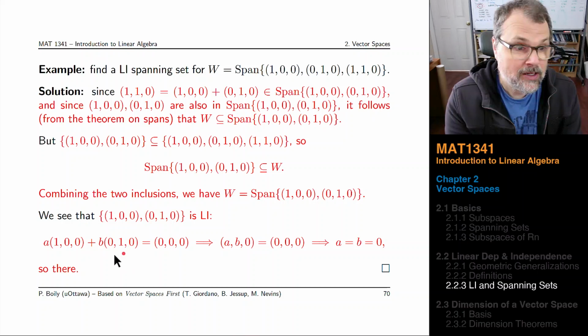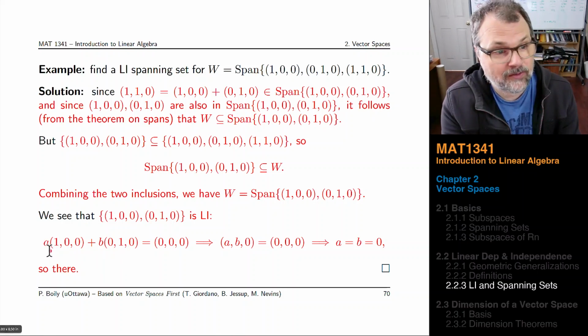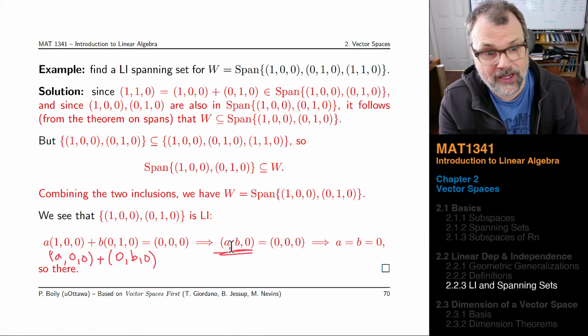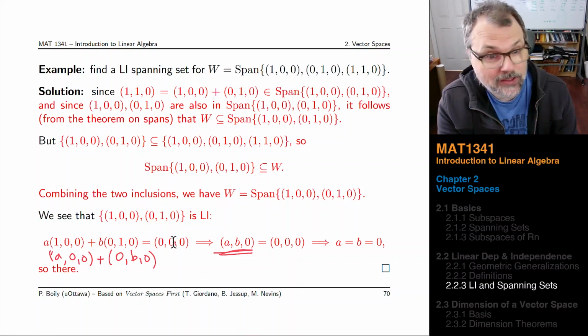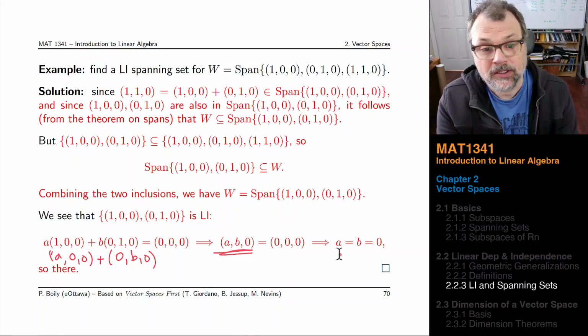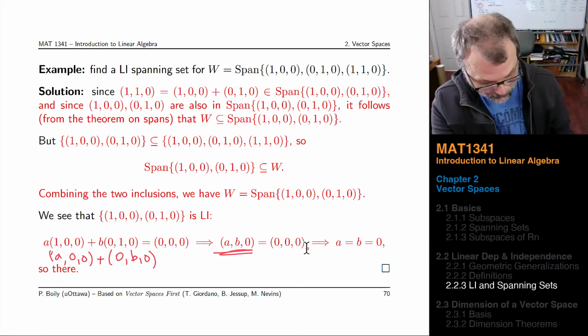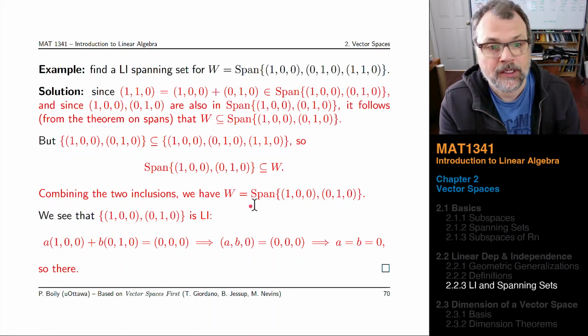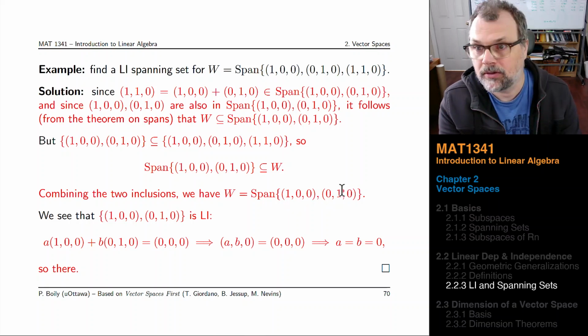Well, yes, I can, because a times (1, 0, 0) is the vector (a, 0, 0). b times (0, 1, 0) is the vector (0, b, 0). And you end up here with the vector (a, b, 0), which has to be equal to the 0 vector. That's the system we want to solve. And the only solution is that a and b are equal to 0. So we managed to write W as a span of two linearly independent vectors.